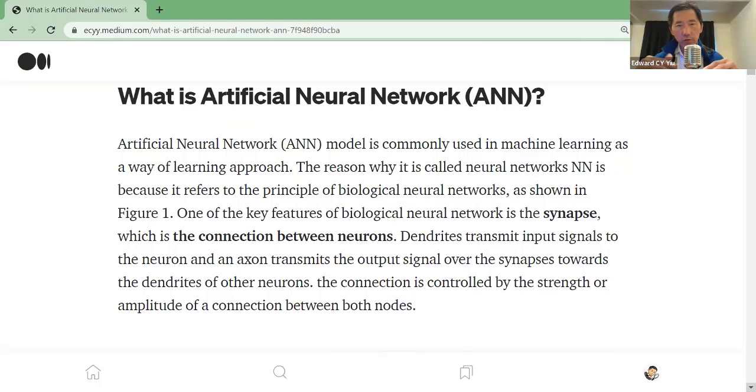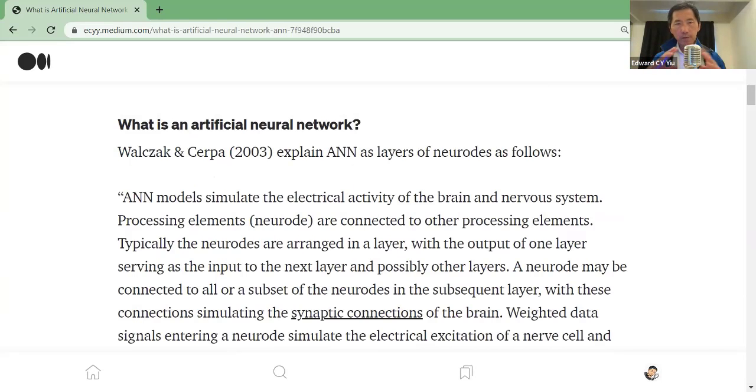Basically, the key feature of biological neural networks is the synapses, which is the connection between neurons. They are not directly connected, but with a gap. And so the dendrites transmit input signals to the neuron, and then an axon transmits the output signal over the synapses towards the dendrites of the other neurons. It depends on the strength of a connection between two nodes of the signal, right? So as to make sure that the signal can pass through the synapses. So that's basically the concept of neural network.